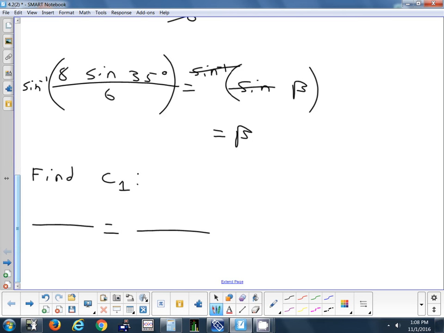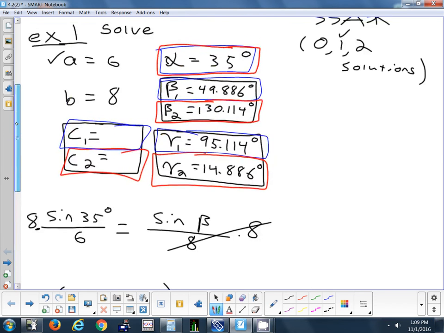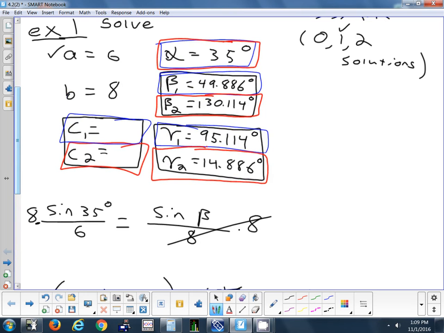Okay, so Corey, can you help me to set up my proportion to find C1? Yeah. What could I start off with? You're gonna put 8 on the bottom of your first fraction and then sine 49 on the top.